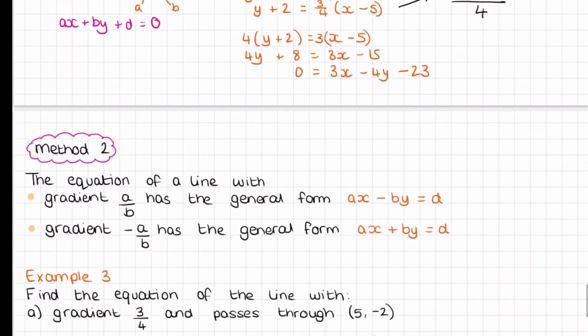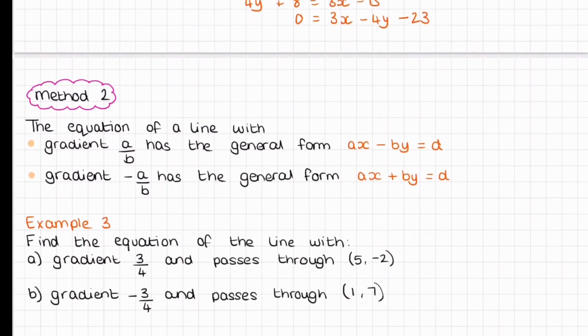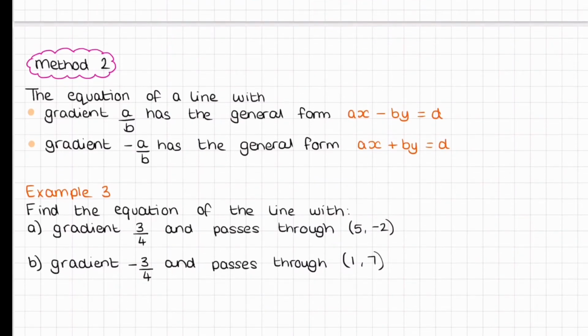Okay, another method. So there is another method you can use, and this is really good for the general form. So if the equation of a line with a gradient of a over b has the general form of ax minus by equals d. So your gradient actually goes straight into the formula. So your a value is the numerator, so it goes in front of the x. The b is the coefficient of the y.